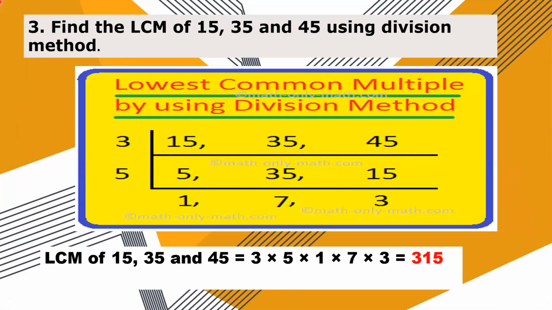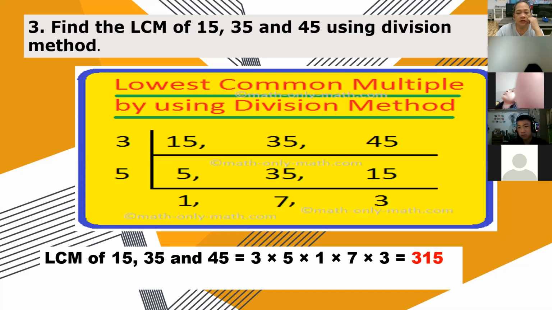Okay, another example is three numbers, 15, 35, and 45. Use the division method. Okay, that is 15, 35, and 45 divided by 3. 15 divided by 3 is 5. 35 divided by 3, no. Okay, so you bring down the 35, and 45 divided by 3 is 15.